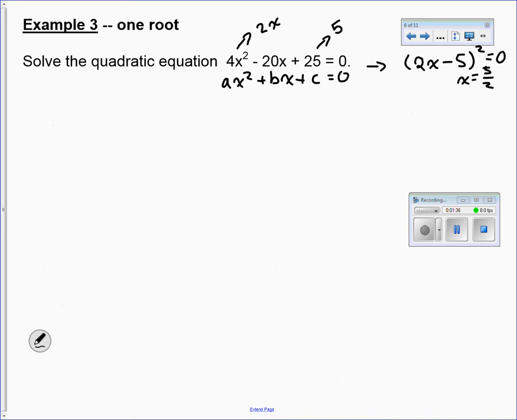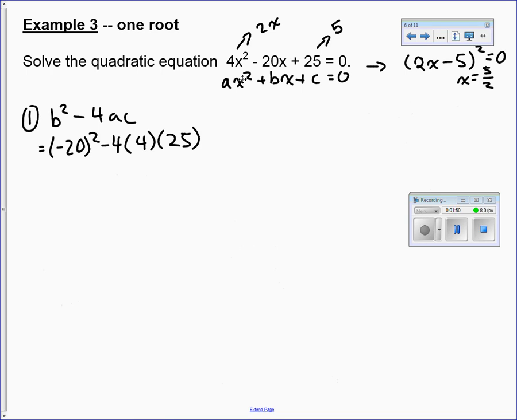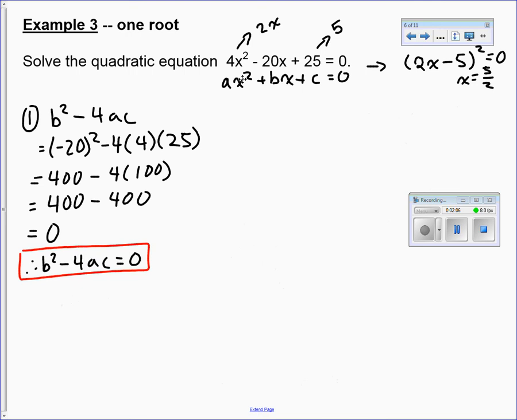Okay, let's go and see if this works. So let's use the quadratic formula. So we know what our a, b, and c's are. We're looking at that, and we start by subbing it in. So now we're going to get negative 20 squared, blah, blah, blah. And we end up with substituting, getting our solutions. We end up with this whole thing is equal to 0. So it says our discriminant, b squared minus 4ac, is equal to 0. So that means our answer for this is there's only one root or one solution or one x-intercept.